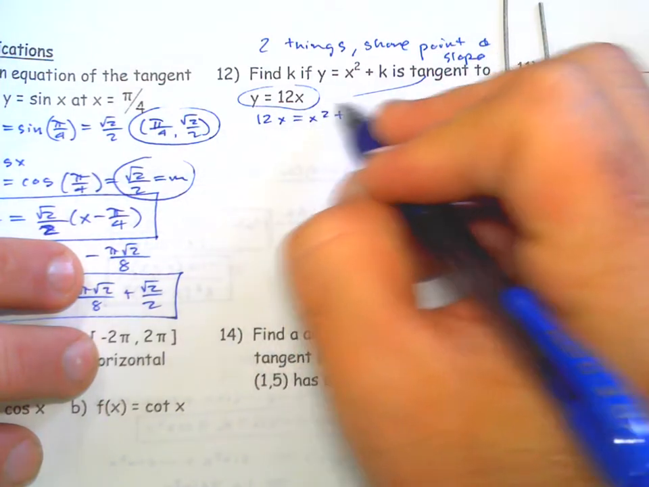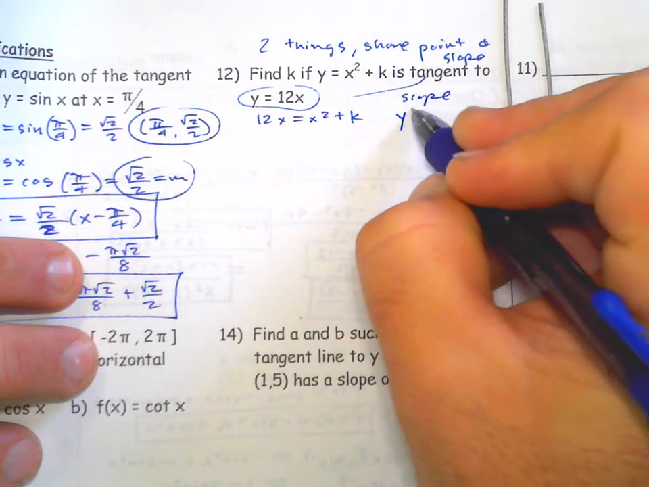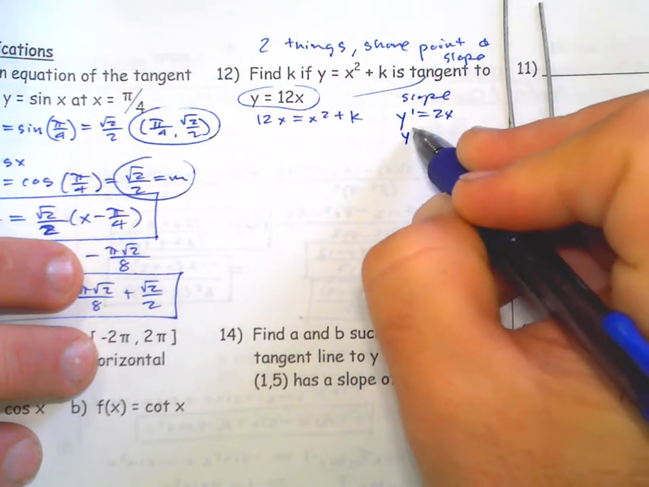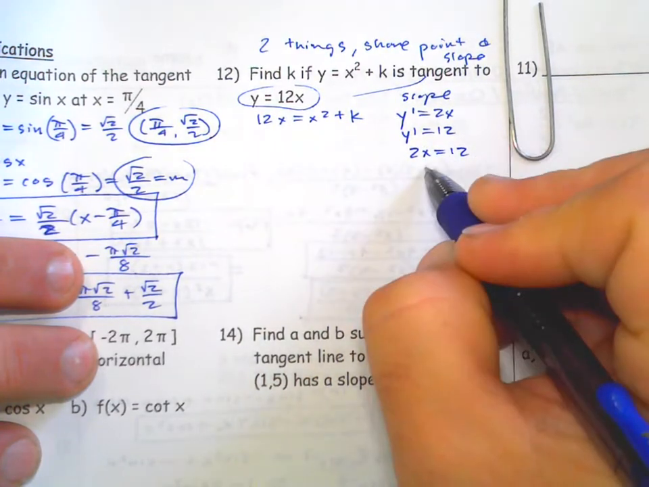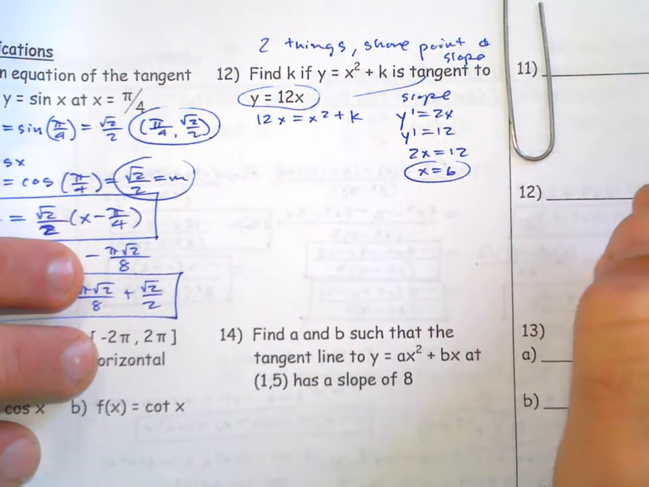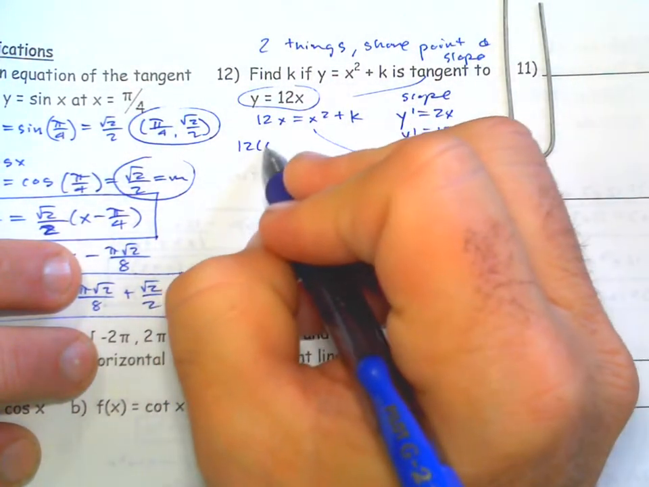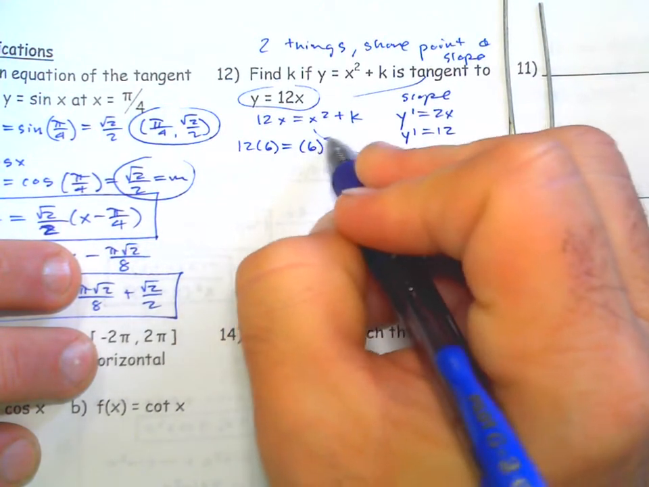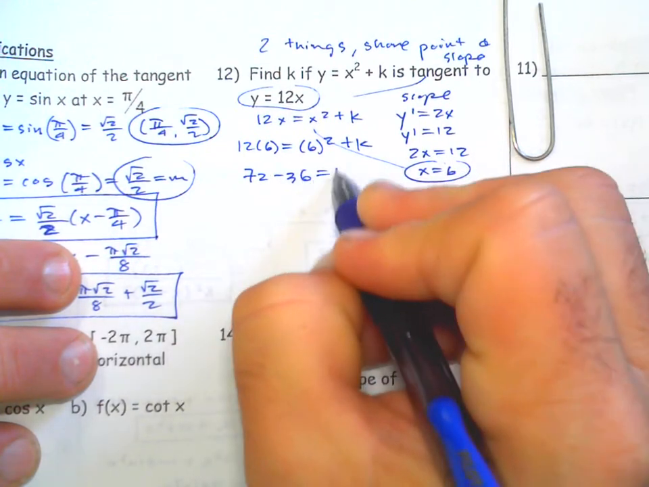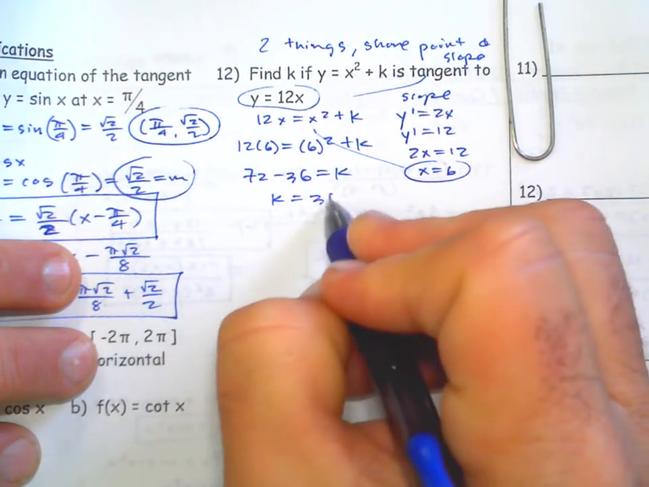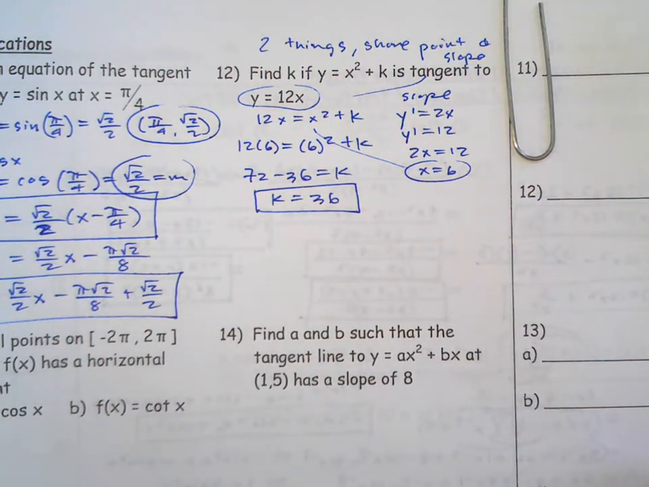So this is the point they share. If we did slope, we're going to get y prime equals 2x, and the other y prime equals 12. And since they share a slope, then their slope should be equal. And then, oh, look, we can find the x value. Now, they didn't ask us to find x, but you need x to find k. So now we can plug this in up here. So, tangent line and a curve share a point and a slope.